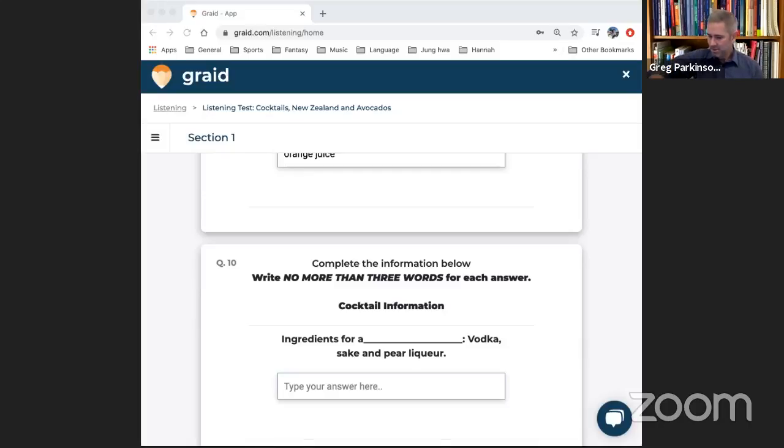Oh, we don't have any on the menu at the moment. What one would you recommend? My personal favorite is the Japanese pear.